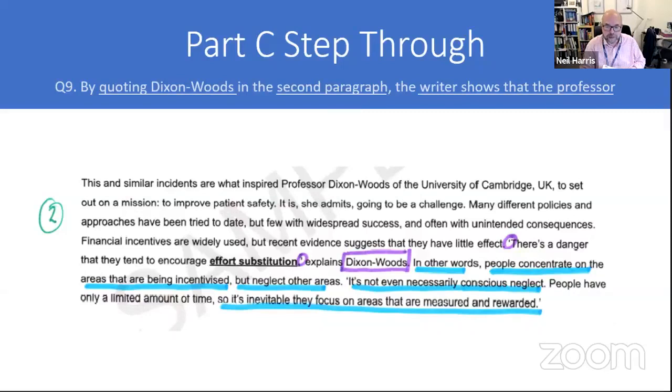So some areas they ignore, but other areas they focus on more because there is an incentive, there is a bonus, there is an advantage in doing so. They may not be aware that they're doing it, but they focus on the areas that are measured and rewarded. So in other words, it seems Dixon Woods is arguing that healthcare professionals in their work focus, without realizing it sometimes, on those areas where they're being measured and rewarded, and other areas are being ignored.